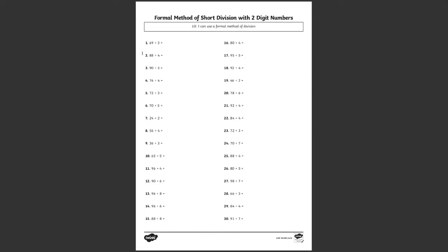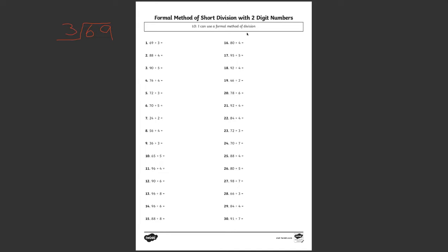All right, so today we are going to do division using two digits. So here we have 69 divided by 3. There are different ways we can do this. So we have the bus stop method. So we've got 69 divided by 3.